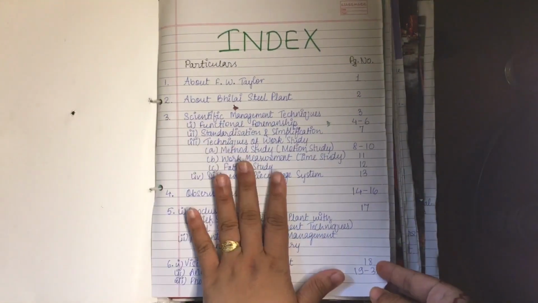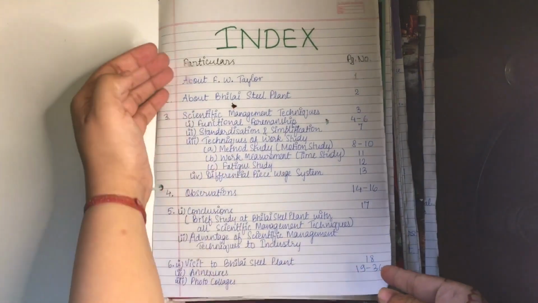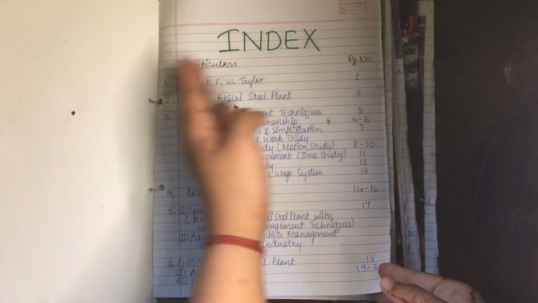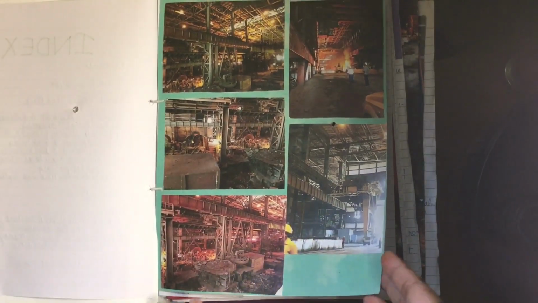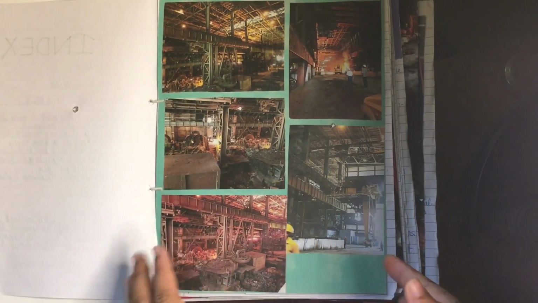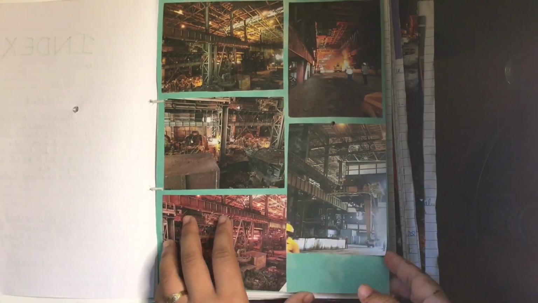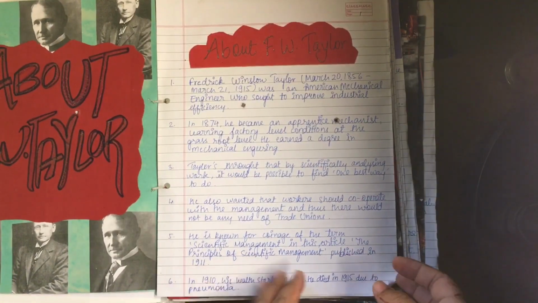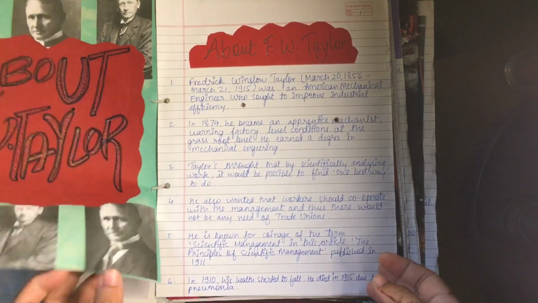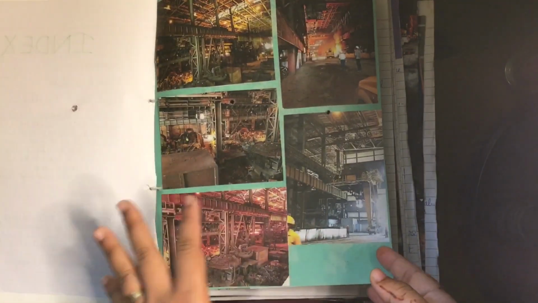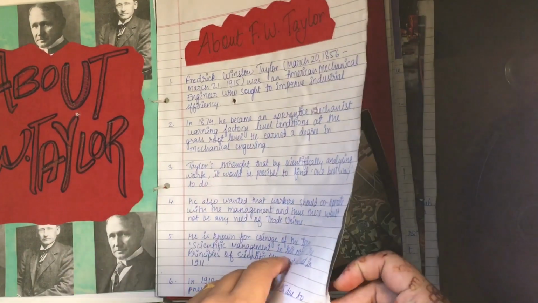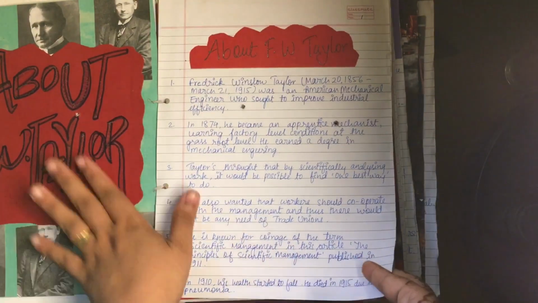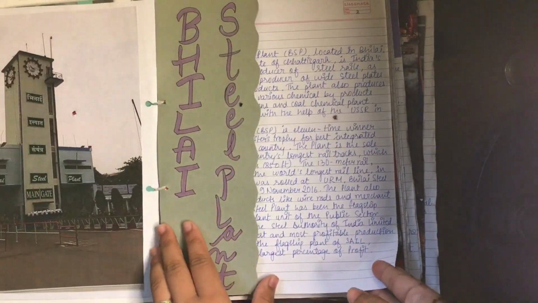Then you will have this index page. After you complete the index, it just has the particulars and page number side. I basically clicked more than 500 pictures of the complete plant, but I wasn't able to paste all the pictures. So I have a few of the pictures over here that you will be able to see in all the pages basically. So here is something about Taylor, and then this is Bhilai Steel Plant.